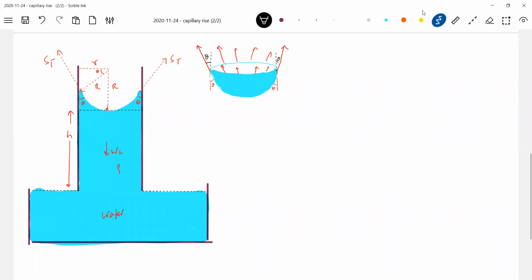No, who will balance the force due to surface tension? The weight of the liquid has to be balanced, that one. So I'll write it now. Force due to surface tension should balance the weight of the liquid. What is the force due to surface tension?